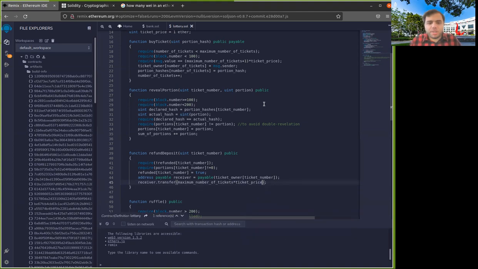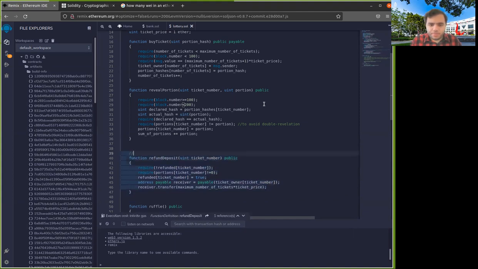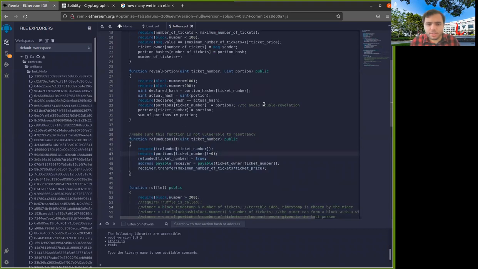I have to also be careful about reentrancy and so on, but we've seen that before. So we just make sure that this refund deposit function is not vulnerable to reentrancy. I'm not going to do it now. I've shown you how to do these things in previous sessions. So at this point, we're just refunding these deposits.